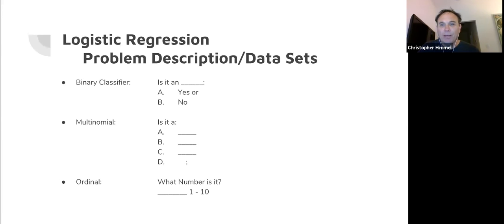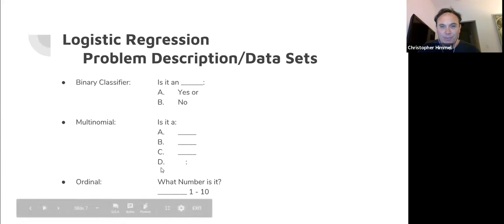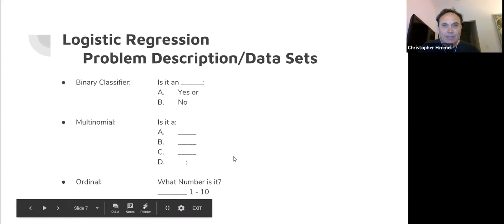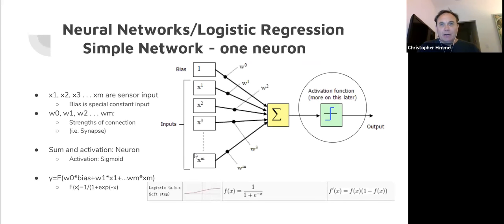Each one of them will be either 1 or 0. Okay, so, all right, so logistic regression. Logistic regression is very, very similar to a neural network, one neuron of a neural network. It's actually not any different.